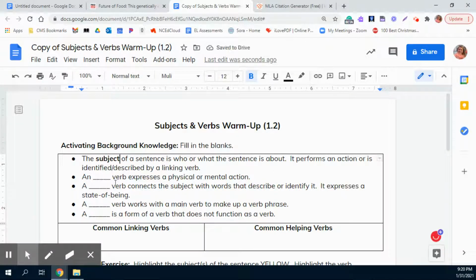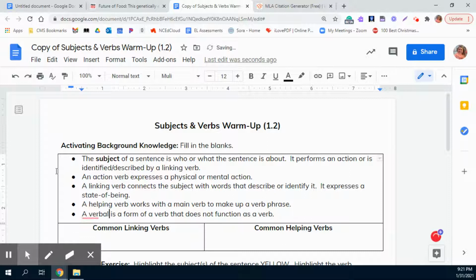Woo! These are essentially the same as the last time, guys. A blank verb expresses a physical or mental action. An action verb. Yes. A blank verb connects the subject with words that describe or identify it. That would be the linking verb. A blank verb works with the main verb to make a verb phrase. You guessed it, that is a helping verb. And a blank is a form of a verb that does not function as a verb. That's a verbal. If you guys didn't get trapped by the verbals later in this activity.